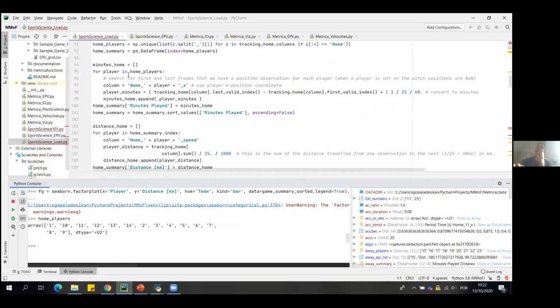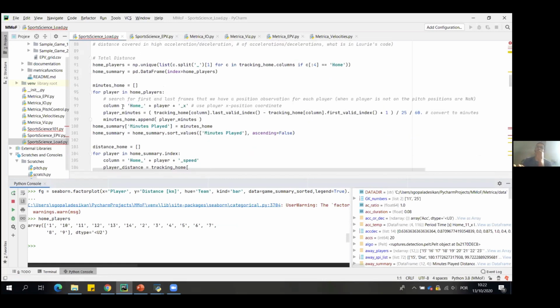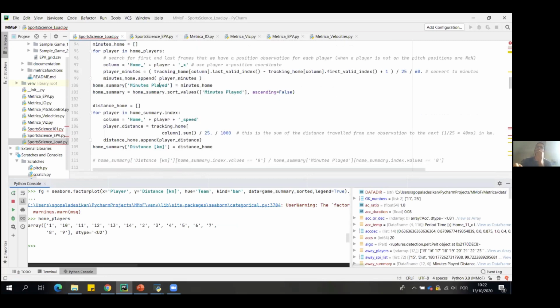And the loop within home players is going to look into the tracking home file, at the minutes and the speed. The distance is going to look over the speed that we're going to calculate. And if we take the integral of our velocity, we'll be able to then get a total distance.